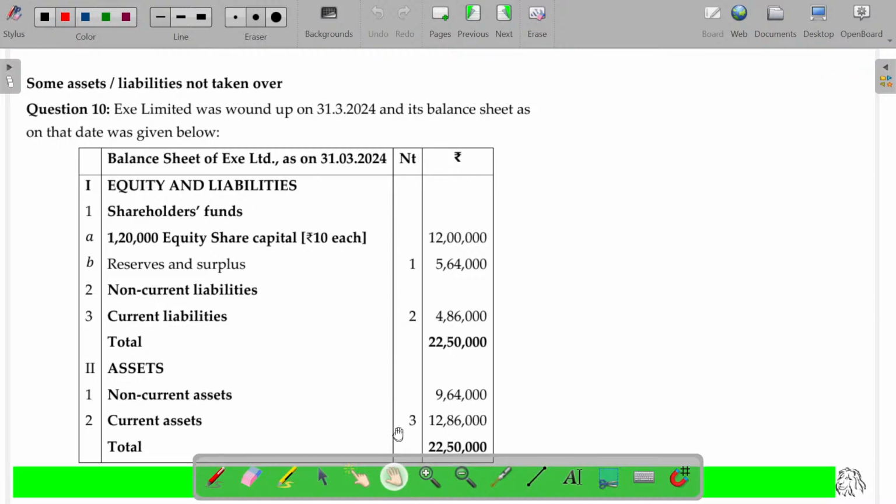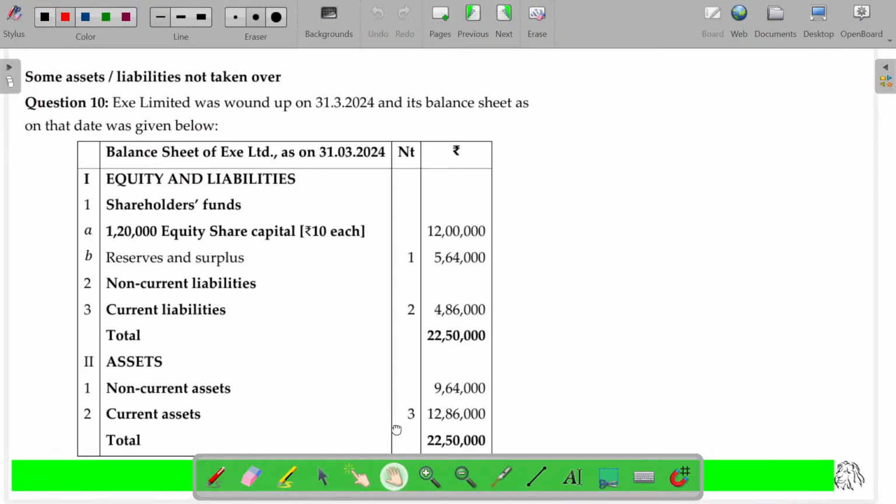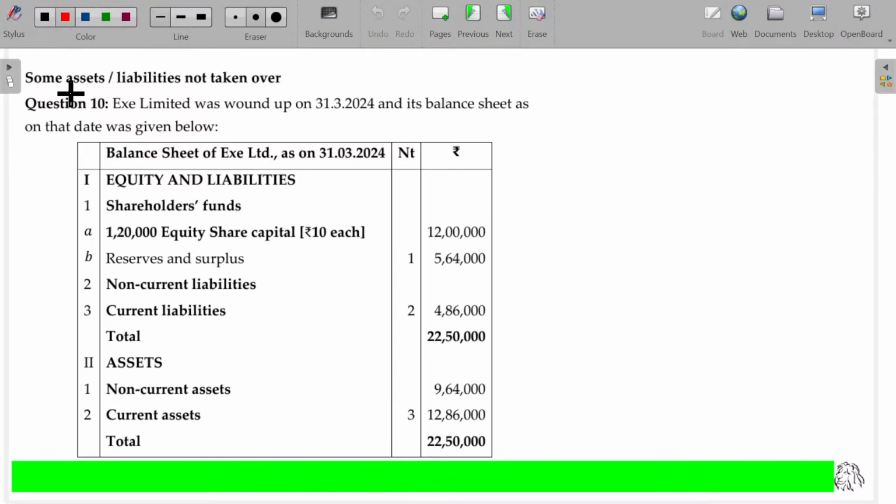Question number 10. Some assets and liabilities not taken over. Balance sheet is given. So the purchasing company is not taking over all the assets and liabilities. Some assets and liabilities are left over while absorbing, while taking over the other company.